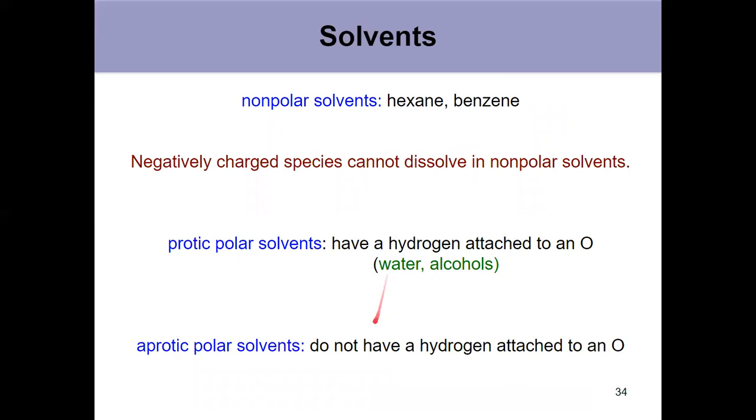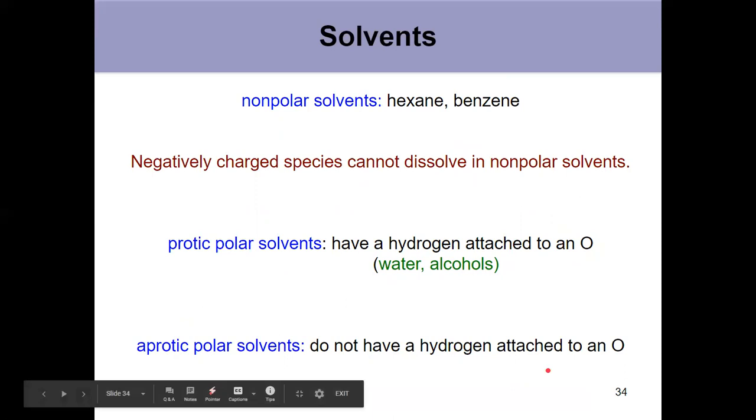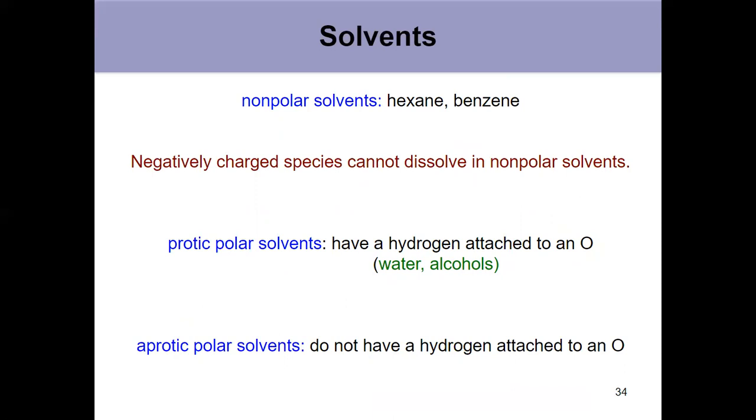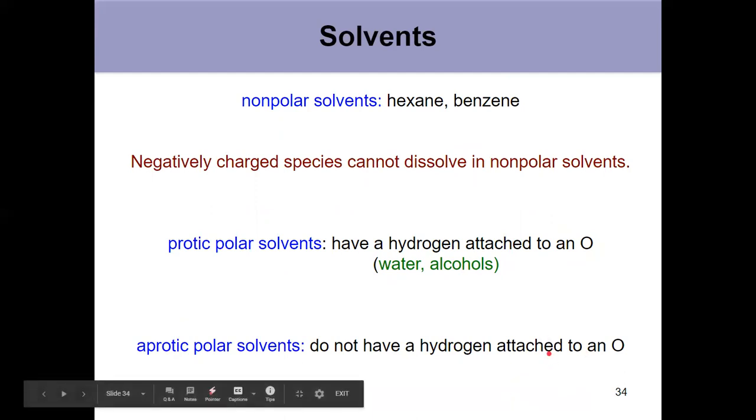Okay. So a polar protic solvent has hydrogen attached to oxygen, listed here, or nitrogen. So water, common one. Alcohols like ethanol or methanol are also common as well. Aprotic polar solvents don't have hydrogen attached to oxygen. So I mentioned DMSO before. THF would be another one, tetrahydrofuran, dimethylformamide. If you look up any of those structures, you'll see no hydrogens attached to oxygen, but they're still polar solvents.